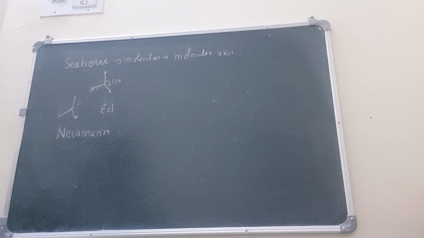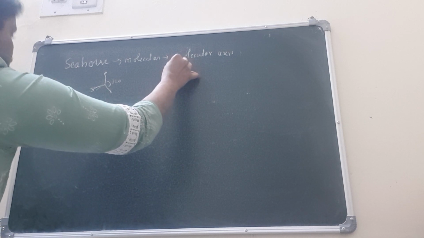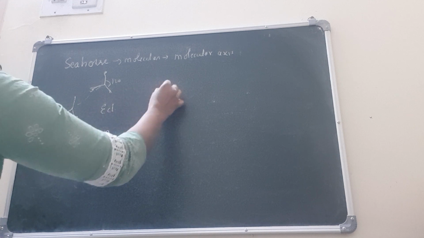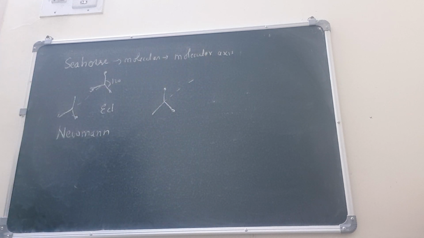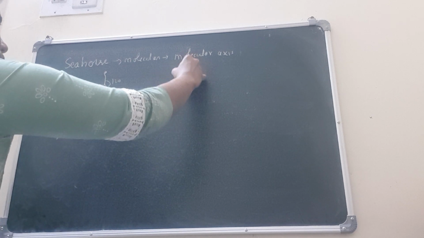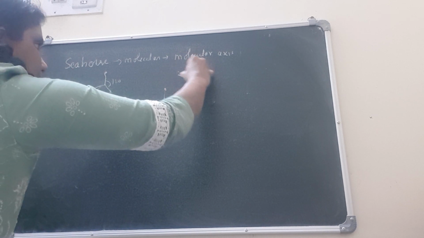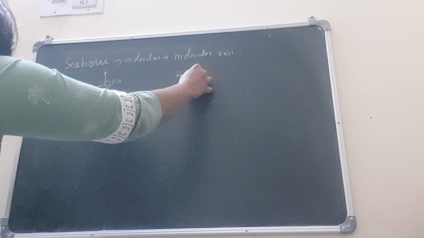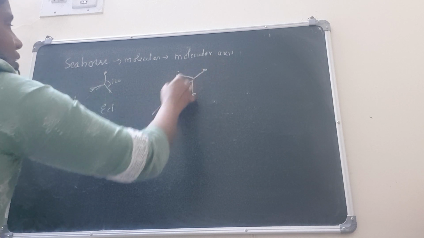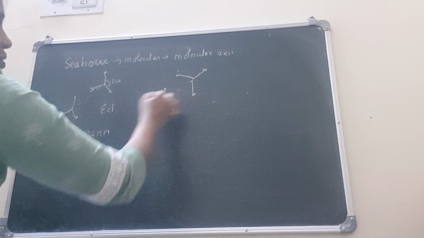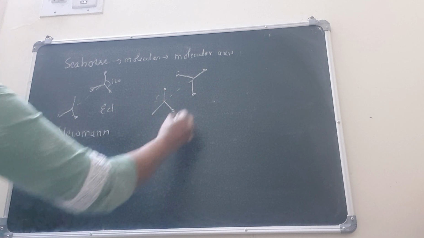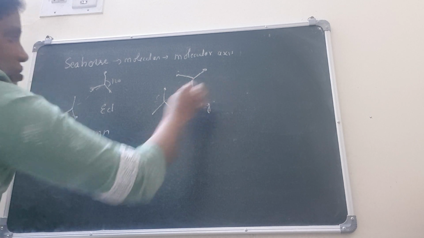And this is for eclipsed. For staggered, how will it look? Let us say you have the same thing here down. If you view it, this would have shifted like this. It's in between now, somewhere like this. This would have shifted here down, and this would have shifted like this. So each bond has come to the center. This has come here, this has come here, this has come here. So this is your staggered conformation.